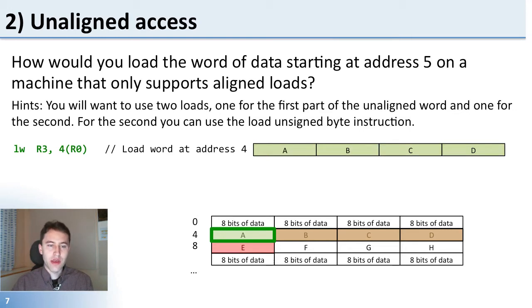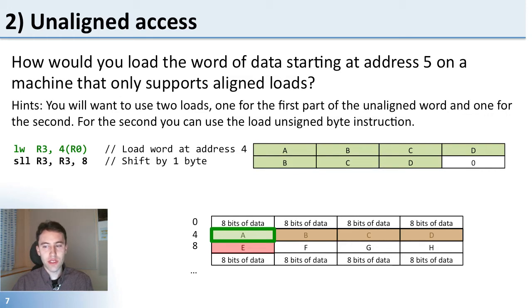So the first thing we're going to do here is we're going to shift it left by 1 byte. So shift left logical. We've loaded into R3, so we're going to shift R3 to the left, shift it 8 bits or 1 byte. So the result of this is going to be as you see here. We've now got B, C, D, and 0. We've shifted everything to the left by 1. Now we can go and load that last piece of data that we're missing.